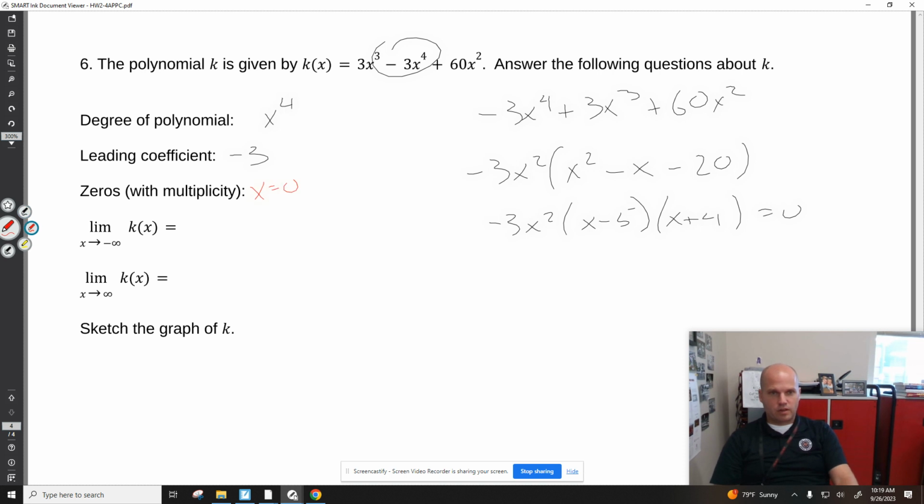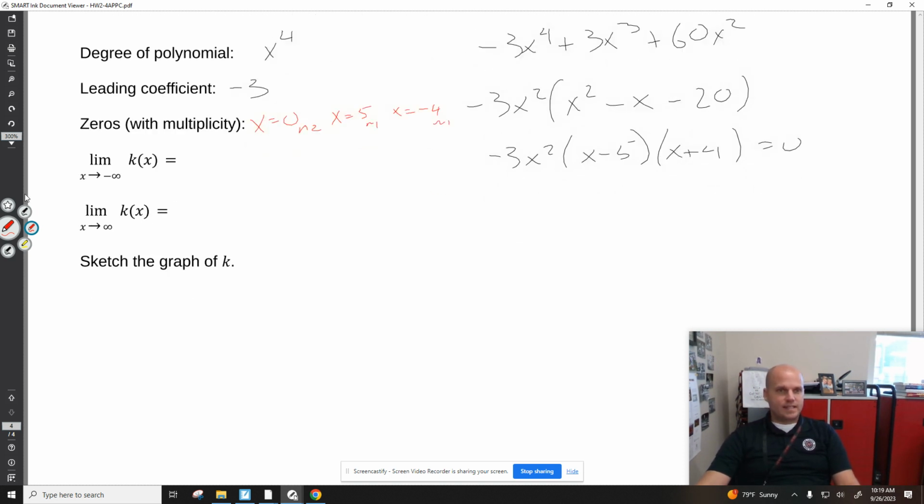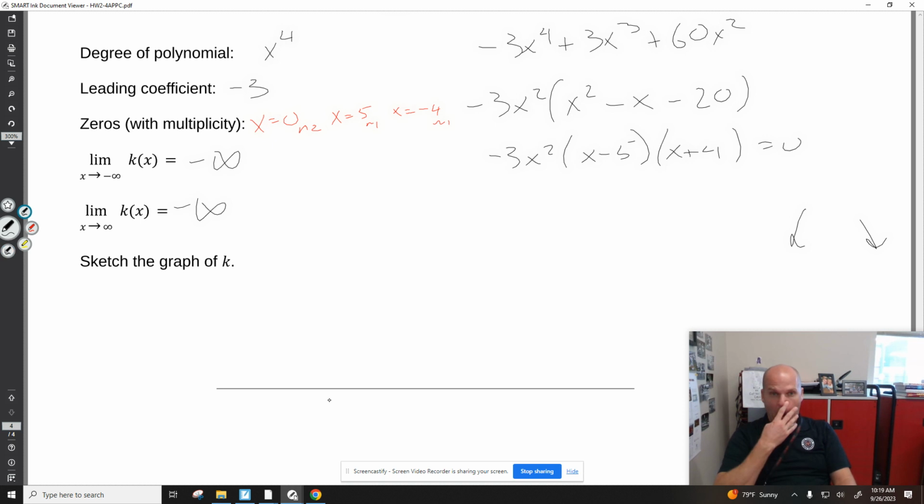X equals 0, multiplicity is 2. X equals 5, multiplicity is 1. X equals -4, multiplicity is 1. It's a negative x to the fourth. That means I'm down and down, like negative x squared, down and down. If I wanted to sketch the graph, I got -4, 0, and 5.